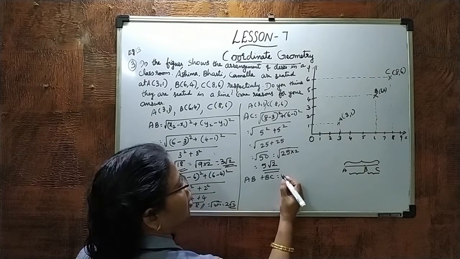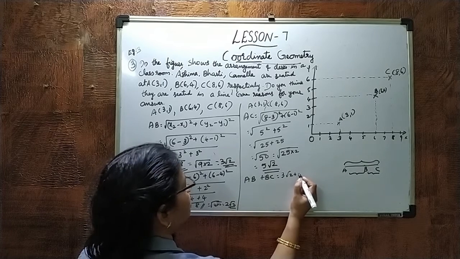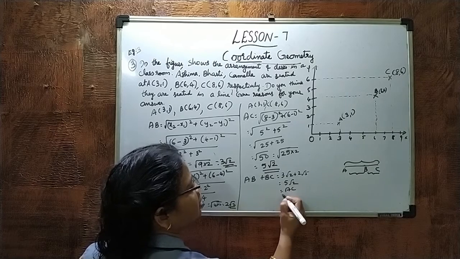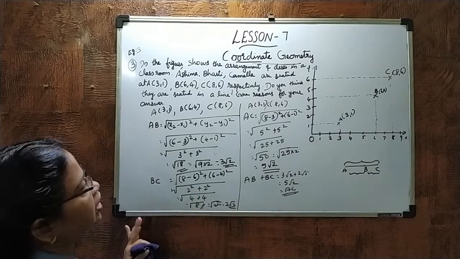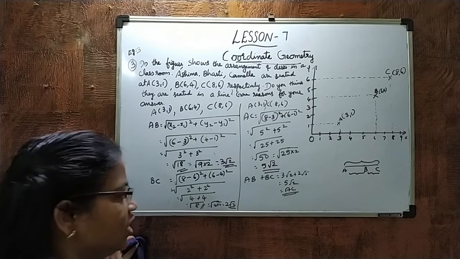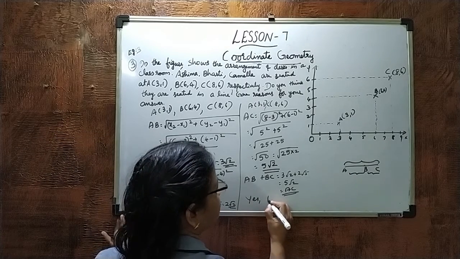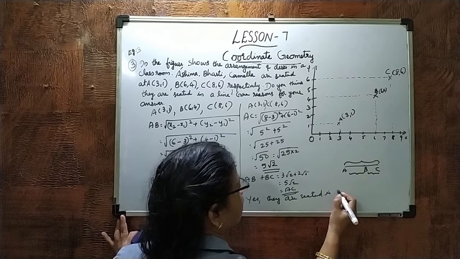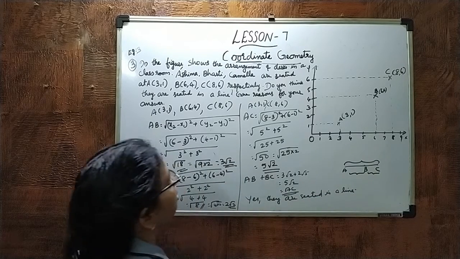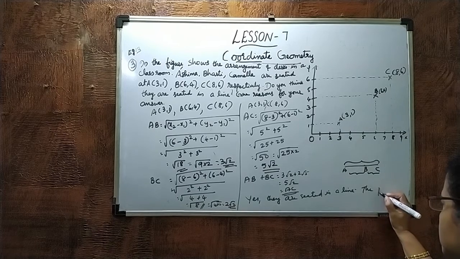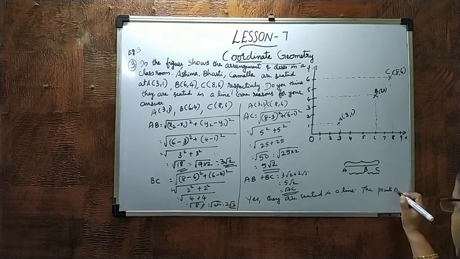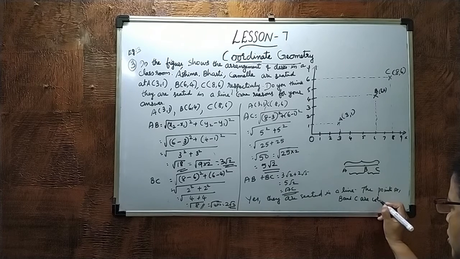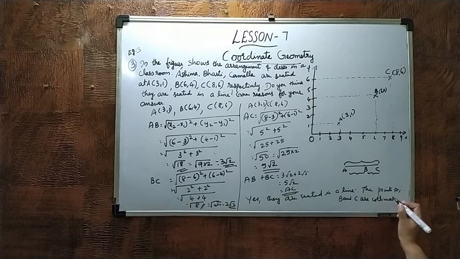Will you get the answer? AB plus BC, it is 3 root 2 plus 2 root 2 equals 5 root 2, that is AC. So what we can say then? Do you think they are seated in a line? Yes, they are in a line. Right, what is the reason? Because the points A, B and C are collinear.